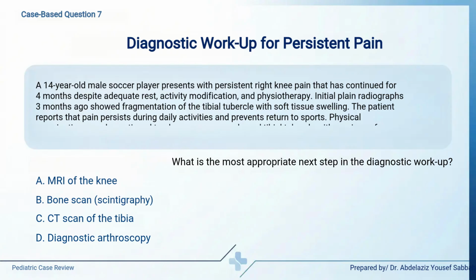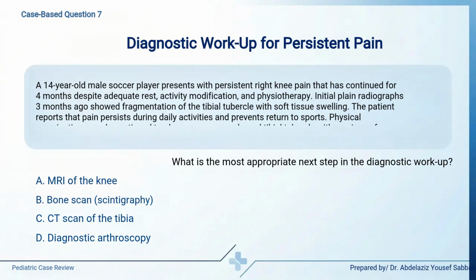Case 7. Diagnostic workup for persistent pain. A 14-year-old male soccer player presents with persistent right knee pain that has continued for 4 months despite adequate rest, activity modification, and physiotherapy. Initial plain radiographs 3 months ago showed fragmentation of the tibial tubercle with soft tissue swelling. The patient reports that pain persists during daily activities and prevents return to sports. Physical examination reveals continued tenderness over an enlarged tibial tubercle with no signs of infection. What is the most appropriate next step in the diagnostic workup?